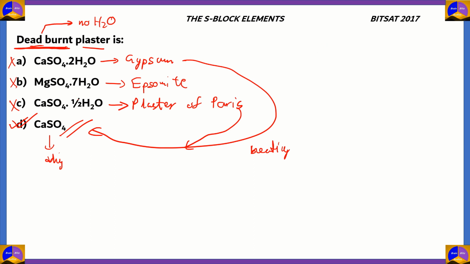The easiest way is to imagine that dead burnt plaster, something that's dead and burnt, will not have water, and the only component here without water is CaSO4. So option D is the correct option for this question asked in 2017.